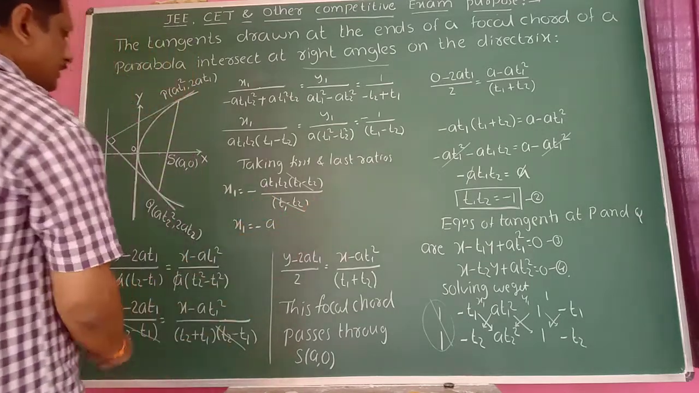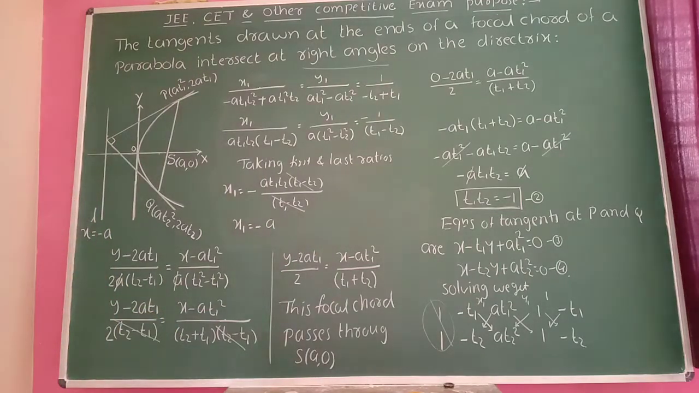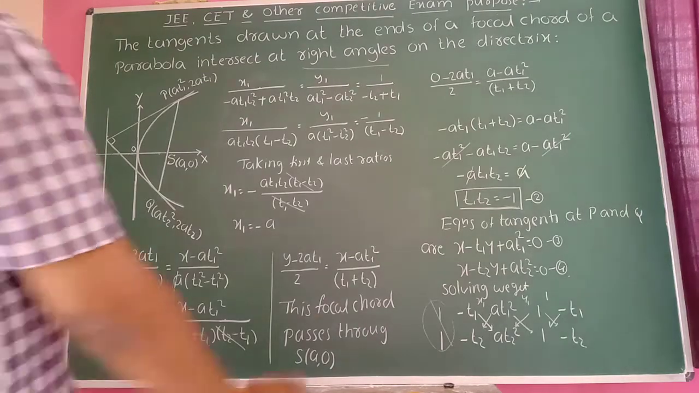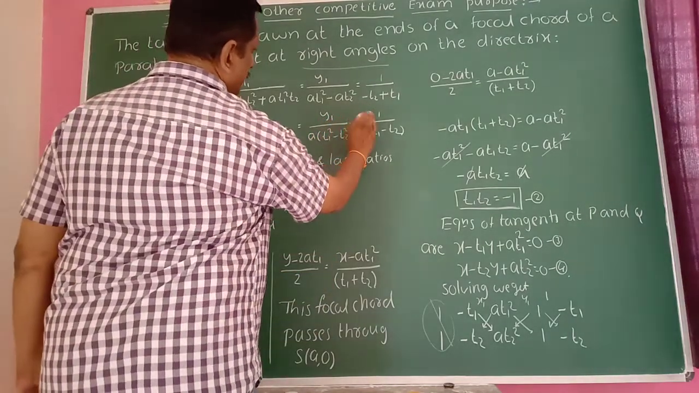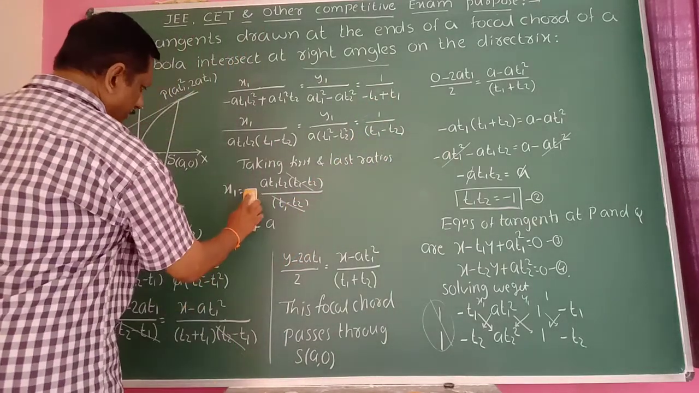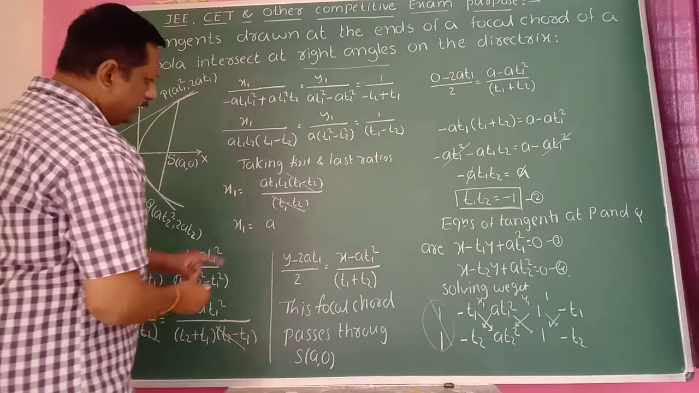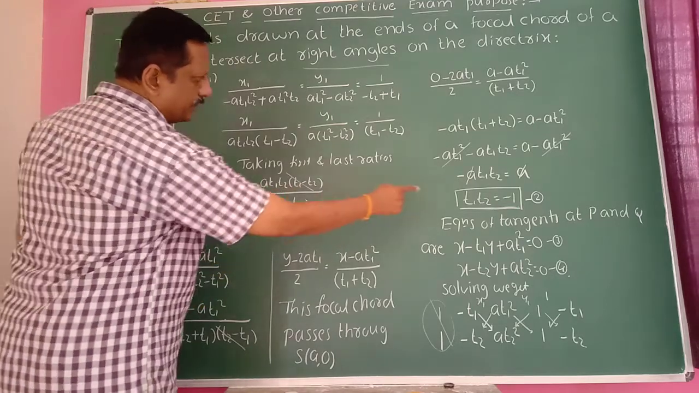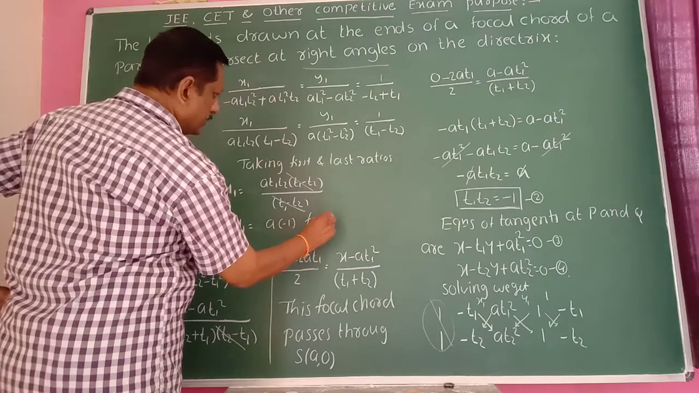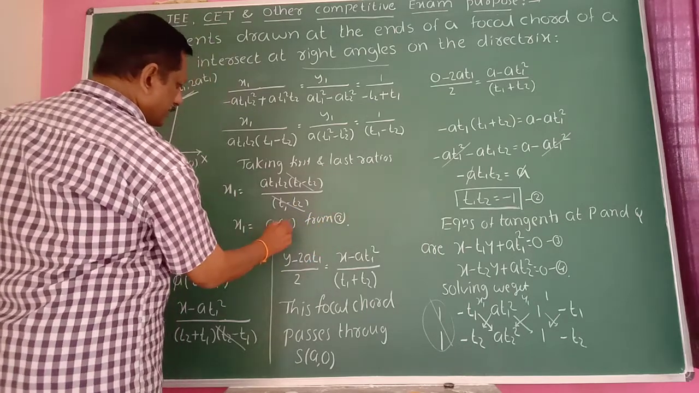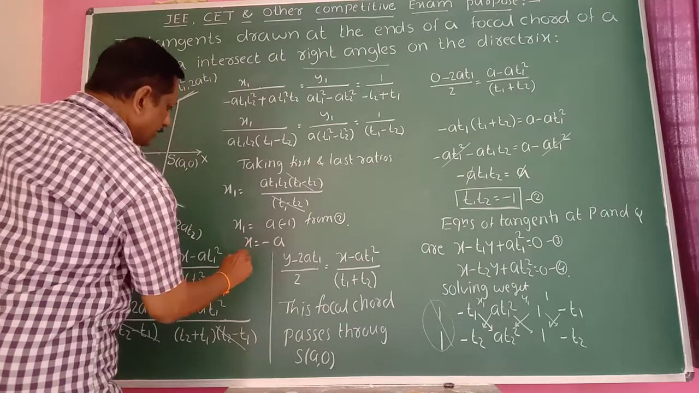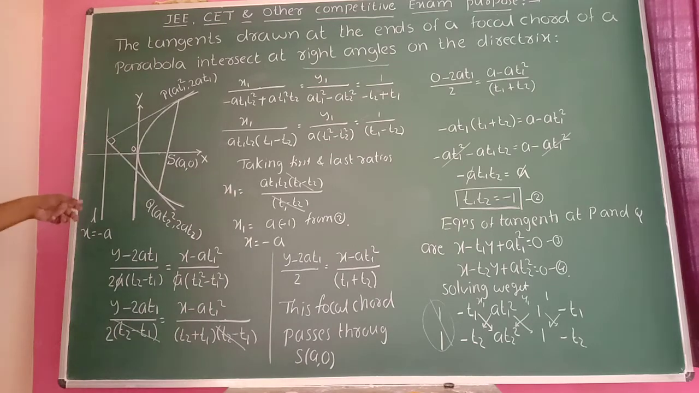But the t1 t2 is minus 1 here. Minus is not a common factor here, but t1 and minus of t2, you are not taking minus common here. Therefore, here a into t1 t2 is there, but t1 t2 is minus 1 from equation number 2. Therefore, x is equal to what here? Minus of a. x equal to minus a means equation of directrix here.